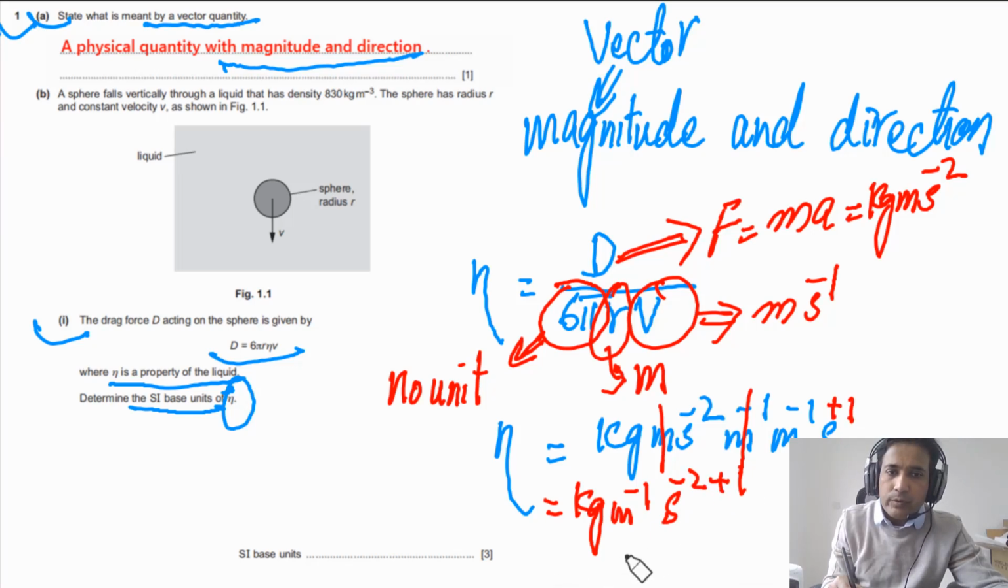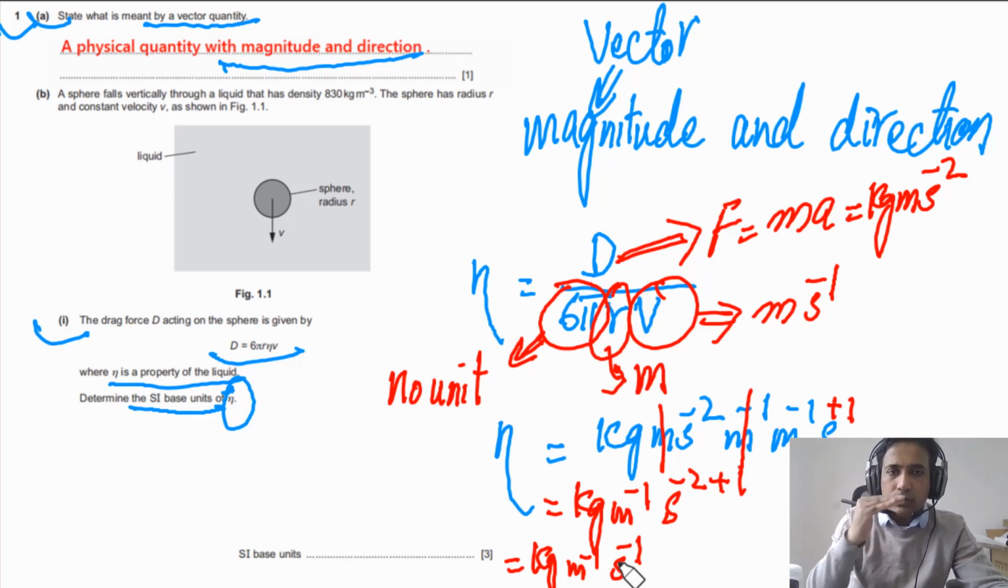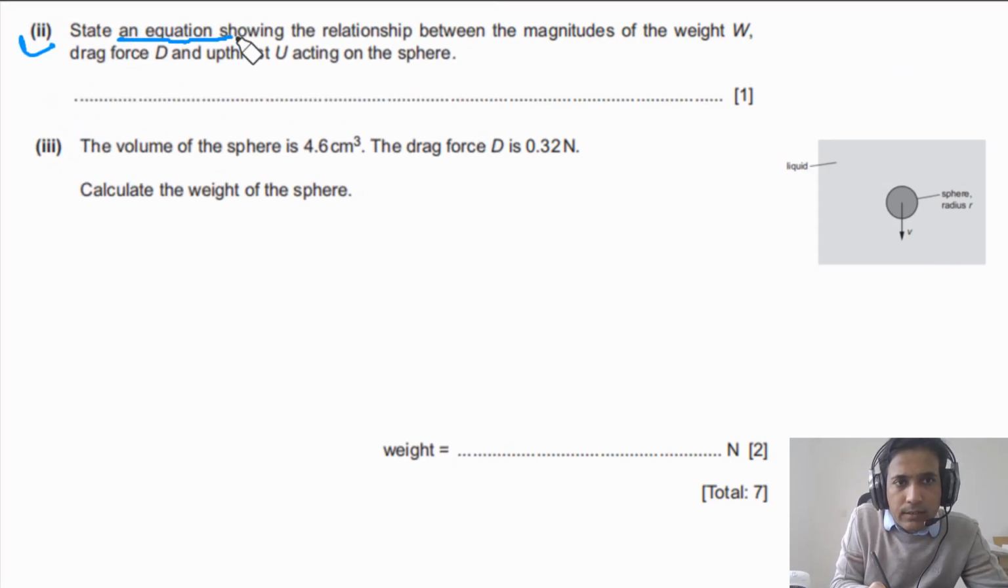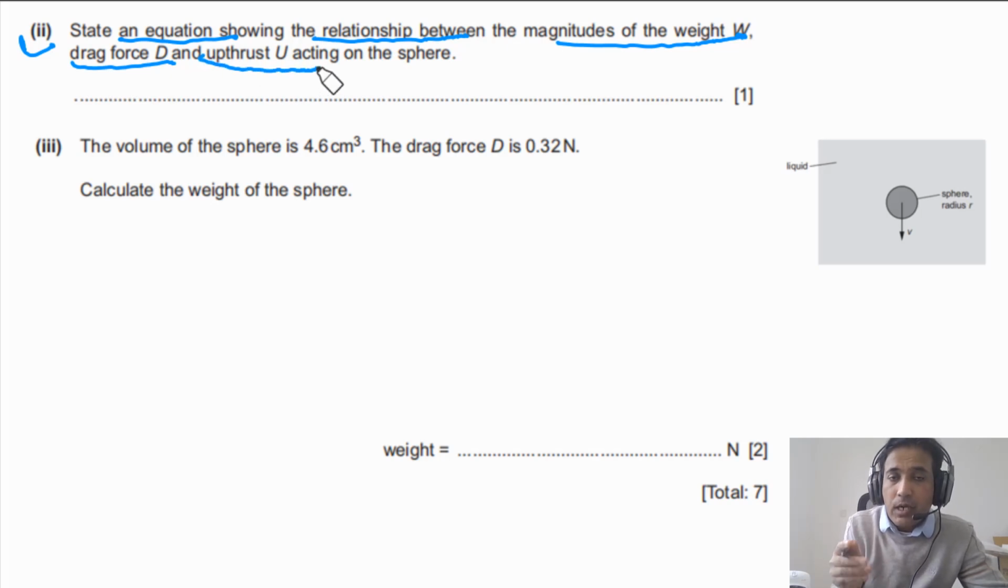So now we will get, finally, your answer should be equal to kg per meter per second. So this is the final answer. Do it step by step, and the constant has no unit because 6 pi is a constant. The second part says: state an equation stating the relationship between the magnitudes of the weight, drag force and upthrust acting on the sphere.